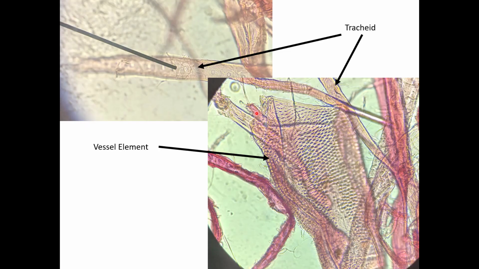Also, this is what toilet paper looks like after you've macerated it. We can see these big cells here. This big cell here is called a vessel element. That's what flowering plants have in their xylem to transport lots of water at once. And these skinnier cells are tracheids. These are also water transport cells. They're found in flowering plants, but they're also found in conifers and other gymnosperms. In fact, conifers don't have these bigger vessel elements.